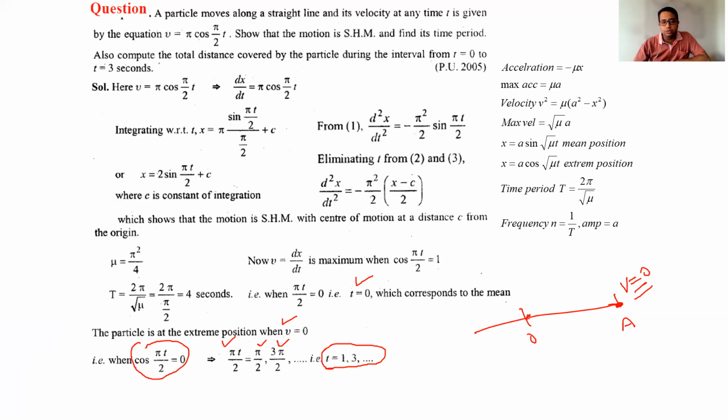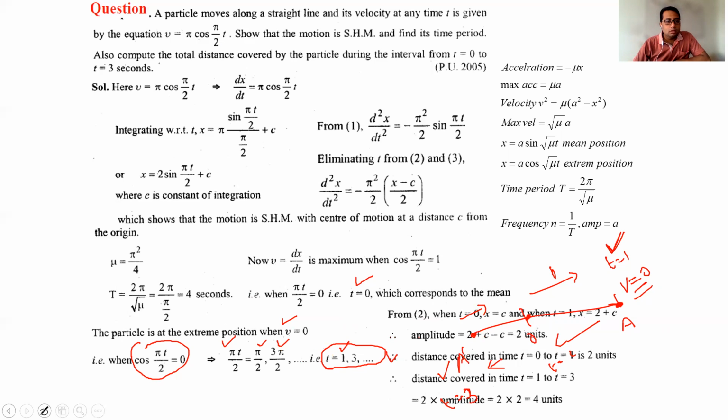Previously I have told you directly, and this is also justified by calculating, because the time period was 4 seconds. So I have explained that it covered this in 4 seconds. In 3 seconds, at the first second it was here, at the second second it was at the mean position, and at the third second it was at the extreme position. Here also we have the same thing, as you can see. After 1 second it is at the extreme position A, and after 3 seconds it is also at the extreme position, the second extreme position A dash.